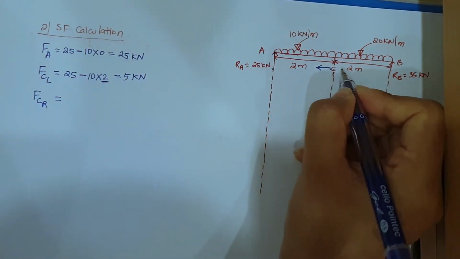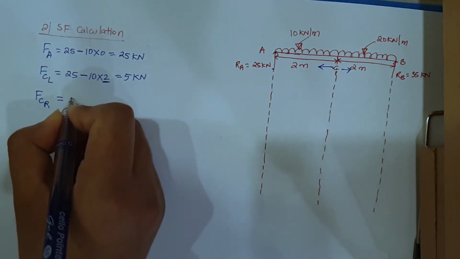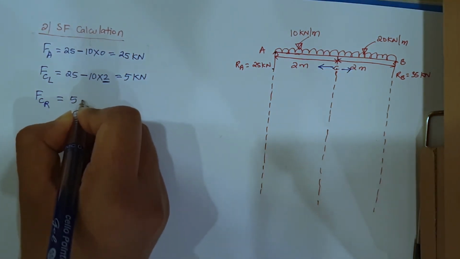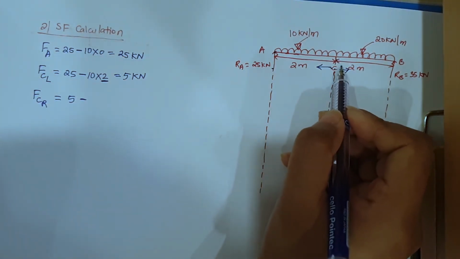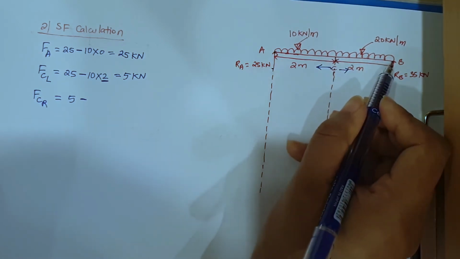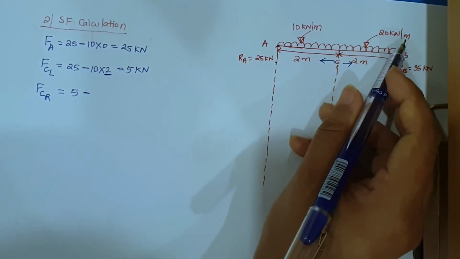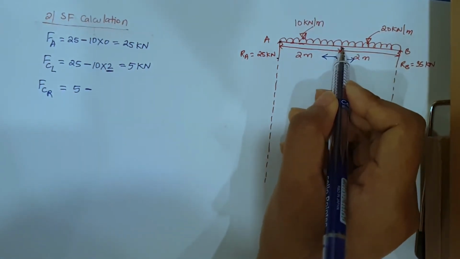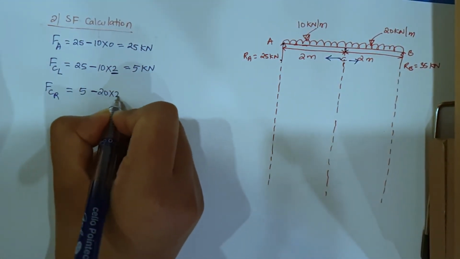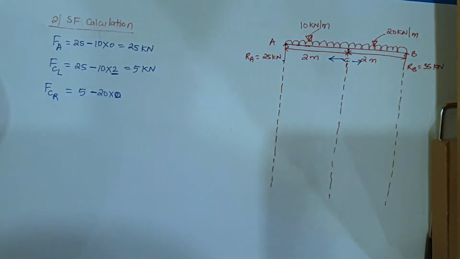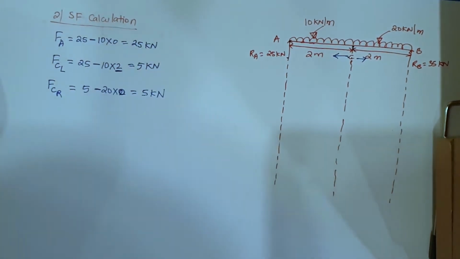Now let us find force at C, the right hand side of C. Now right hand side of C will be towards this direction. So let us see, last load that we got is 5 minus... I have a UDL running, right? So a 20 kilonewton per meter UDL is running here, and it has just started at point C, so it will be 20 into 0. This will come equal to 5 kilonewton.